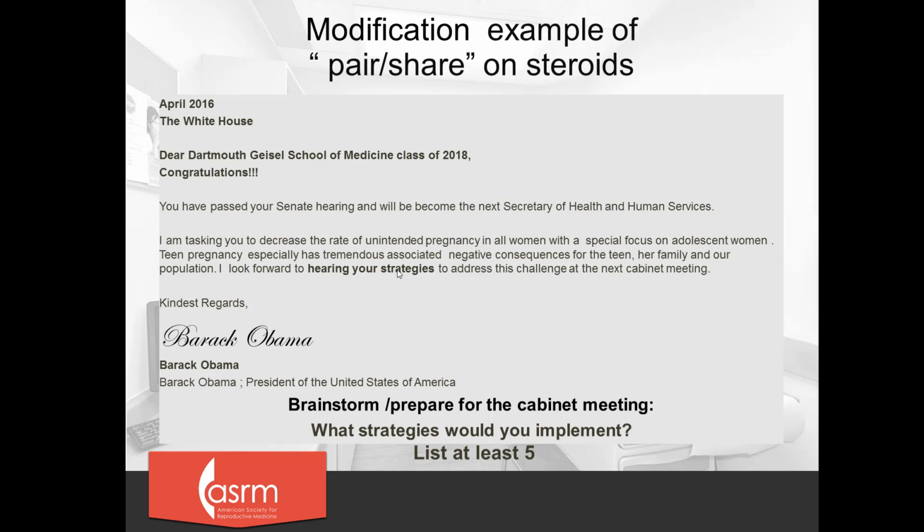Here's another modification, a pair and share on steroids, as I call it, that I've used in my contraceptive population health lecture at Dartmouth. I tell the members of the class that they are now the new Secretary of Health and Human Services, and they need to come up with 5 strategies. President Obama, as you can see, signed this letter since it was dated April 2016. 5 strategies that they would implement in order to solve this problem of unintended pregnancies.